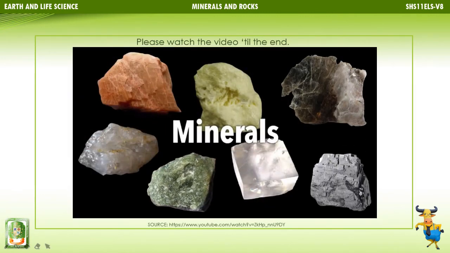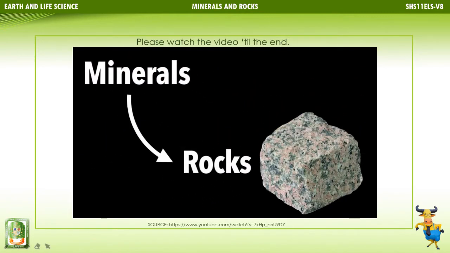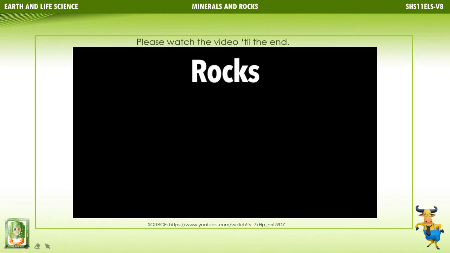Now, what happens when minerals combine in nature? Well, we get rocks. So minerals are the building blocks of rocks. Now, of course, there are thousands of types of rocks on Earth, and so we need to classify them. And so we've come up with a classification system in which rocks fall into one of three types of rock. And that classification system is based on the way in which the rocks form.